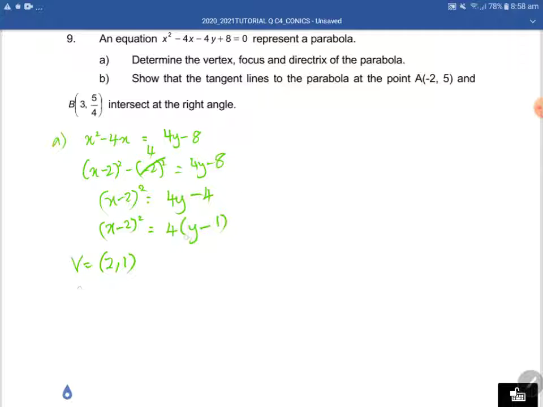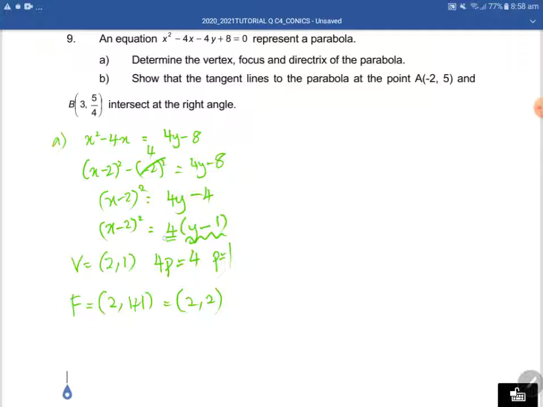And then to get the focus, we have to find the value of p. Here we have a coefficient of 4, which is equal to 4p. So 4p equals 4, p is equal to 1. So how to find the focus? It's either changing the x coordinate or y coordinate by adding the value of p. For this type of parabola, which value will be changing? Because y is on the right side, we are changing the value of k. So it will be h and k plus p, so 2 and 1 plus 1. So the focus is equal to (2, 2).